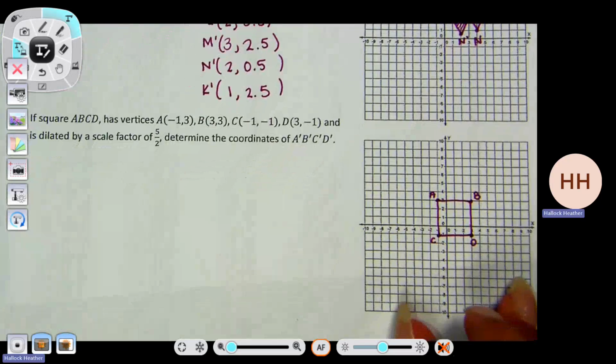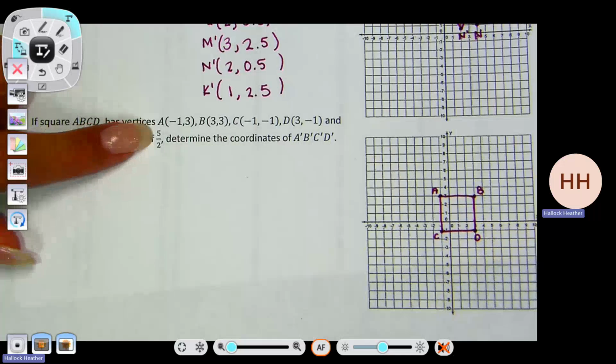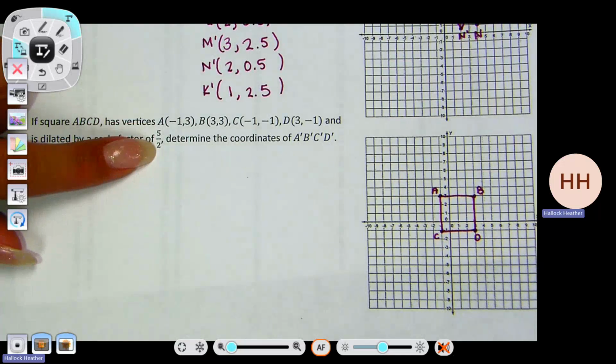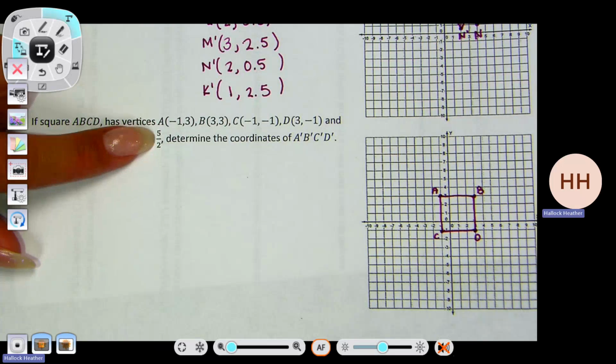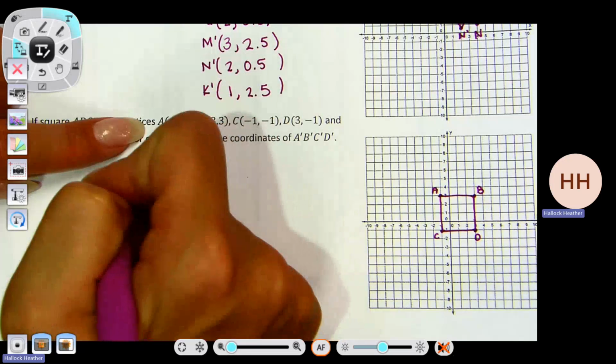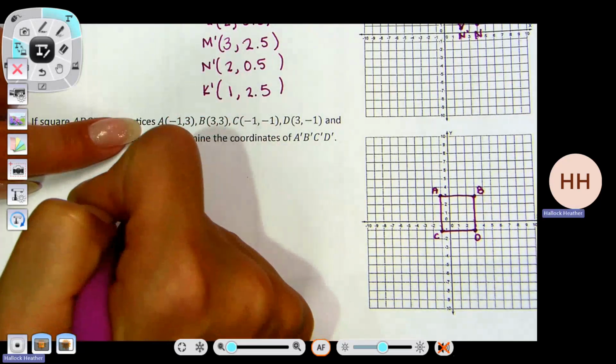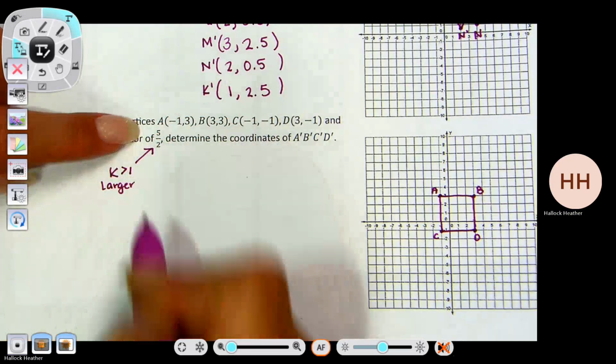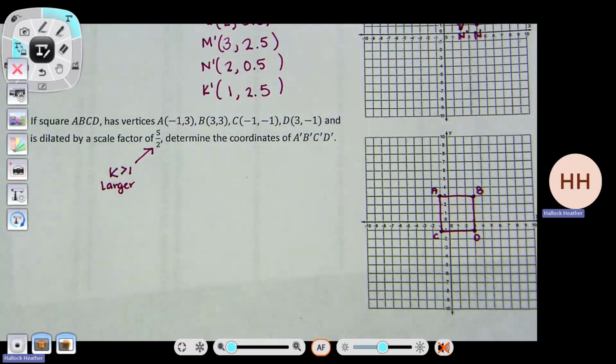Now 5/2. Let's go back to elementary school. That's bigger because 2 is the denominator and 2 is smaller than the numerator, meaning 2 can go into 5, meaning it's more than 1. Okay, so this is going to get bigger because it represents more than 1. So K is larger than 1. So it's going to get larger. So we're going to do the same process though. We're taking every coordinate and this time we're multiplying by 5/2.